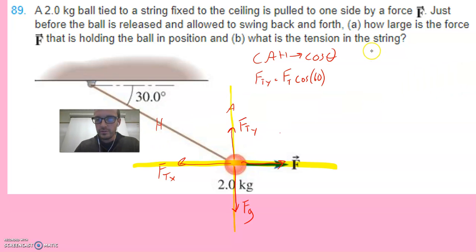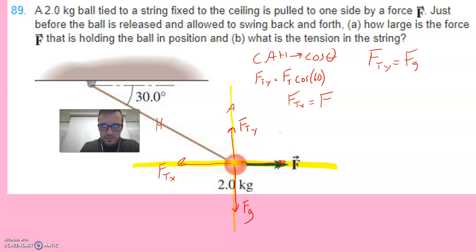The first thing that has to be true is in the y direction. In the y direction, FTY must be equal to FG. All right, that's not a big stretch. Look, up and down. The other thing we know that has to be true is that FTX must be equal to our unknown applied force. Right? And so let's go ahead and flesh this out a little bit.